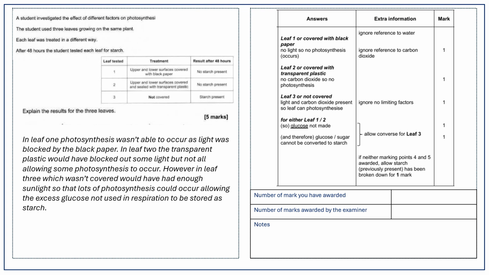Here is the second response then for this question. Underline in red things that are creditworthy and decide how many marks you would have awarded. Unpause the video when you are ready to move on.